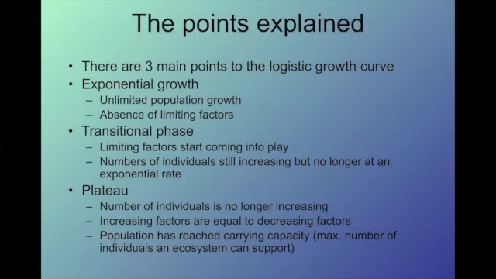We talked about this already, but let's put names to it. Exponential growth: unlimited population, no limiting factors, tons of food, tons of water, tons of space. Transitional period: our growth begins to slow, and we start to have individuals no longer thriving, no longer reproducing at max rates, because all of a sudden things start to be limited. We start to see it's harder to find food, and because you're spending so much more time finding food, you're not reproducing as much. And then the plateau is carrying capacity.